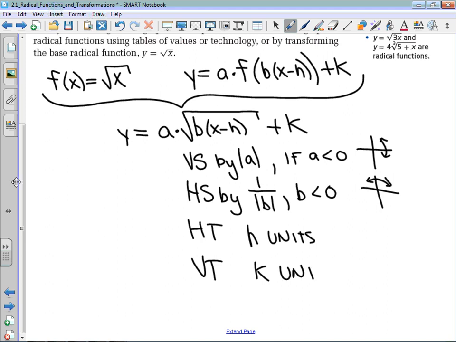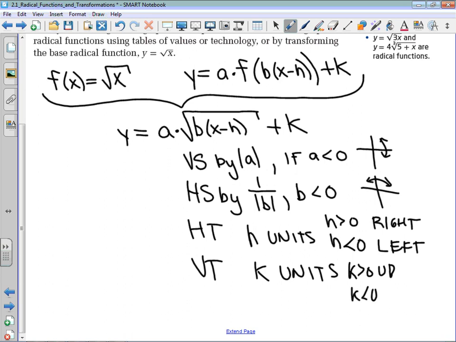Smartboard's just taking a minute to catch up here. I'll put that if h is greater than 0, we go right. If h is less than 0, we go left. For k, if k is greater than 0, we go up. And if k is less than 0, we go down.